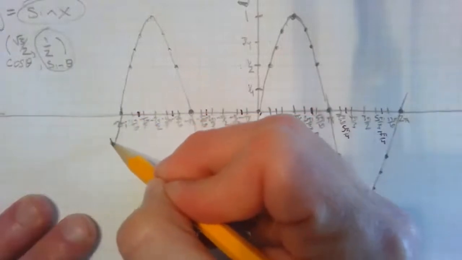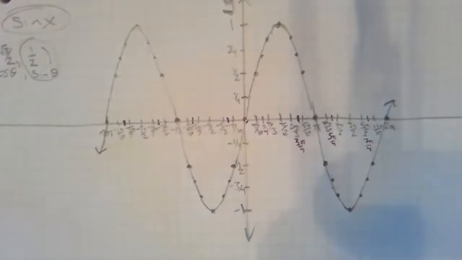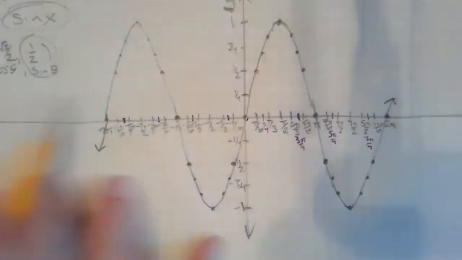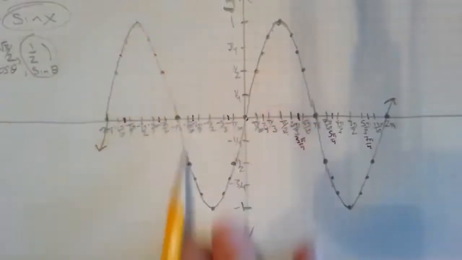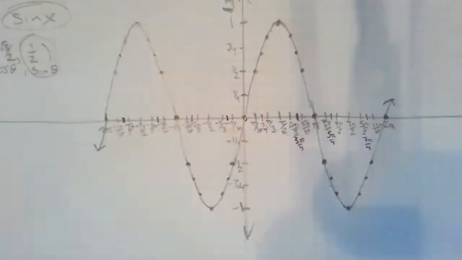And let's add in arrows because this is cyclical. It's a circle. It continues to positive infinity. It can go backwards to negative infinity. It is a wave. It never stops. We have a maximum at 1. We have a minimum at negative 1.